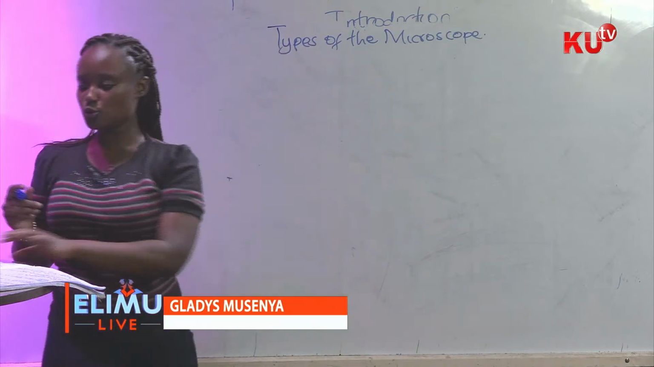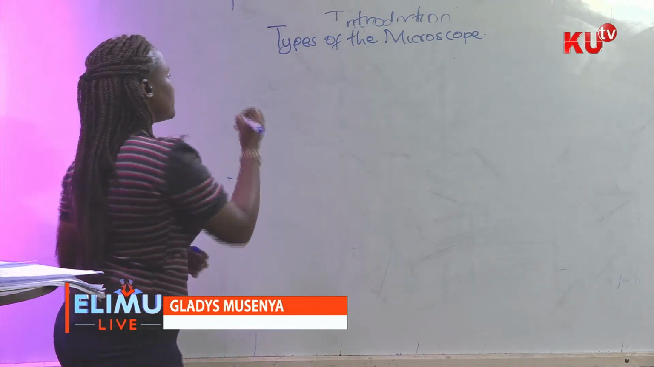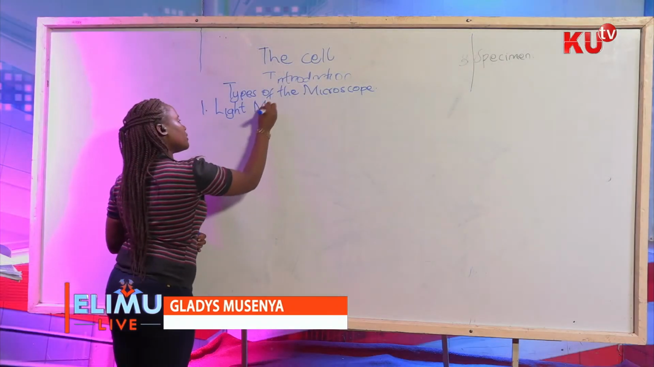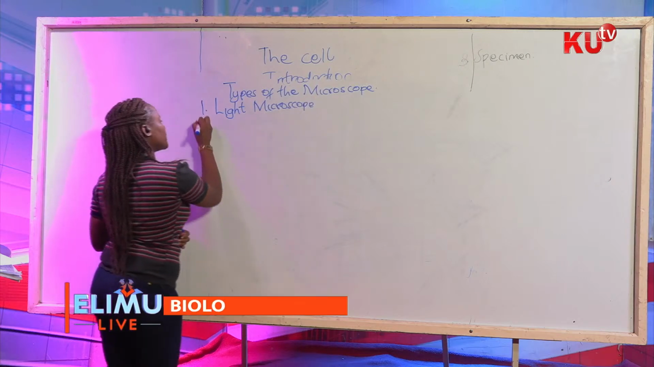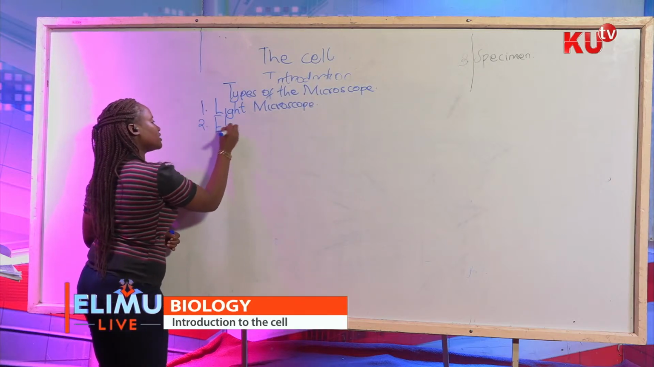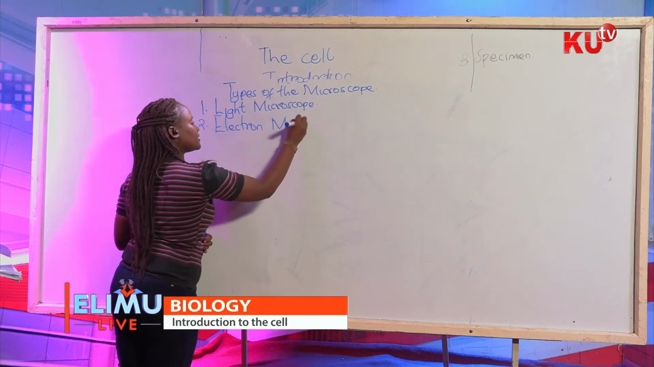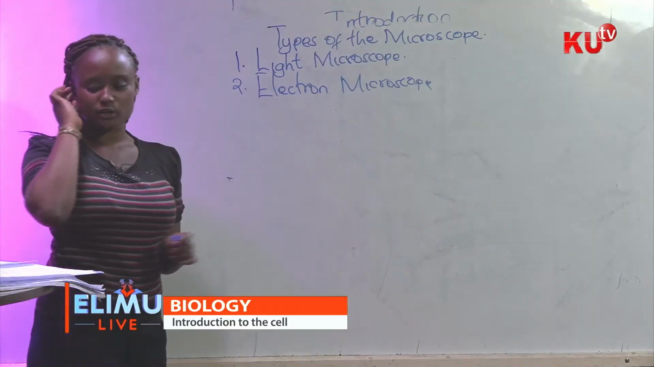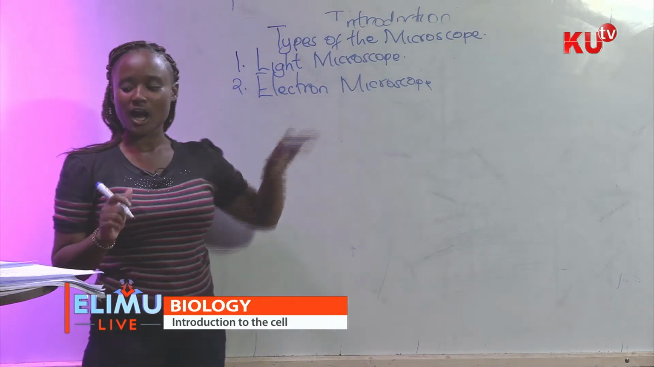We have two types of microscope. The first one is the light microscope, and the other one is the electron microscope. These are the two types of microscope.